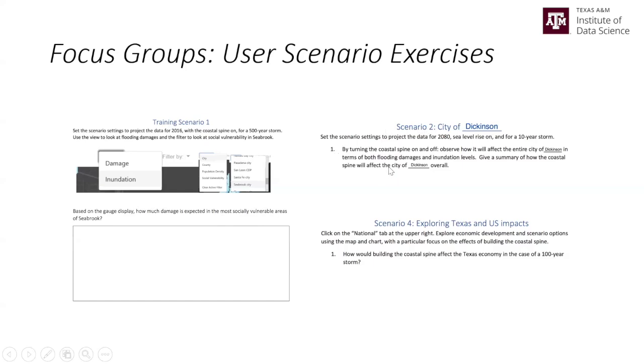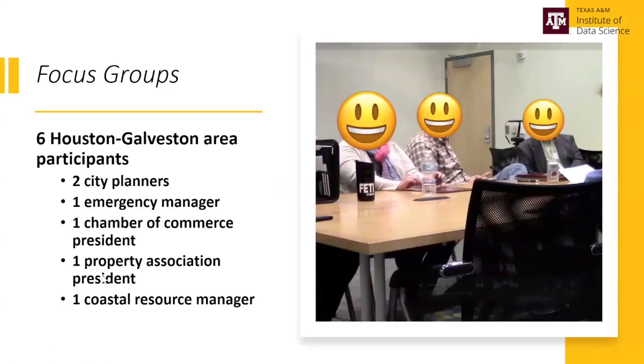Here, though, we gave less direction about where to point and click to get the requested information. And then we had national scenarios as well. Similar idea, less hand-holding. We asked them to switch over, though, to the national map tab and answer some questions about effects on the national economy.